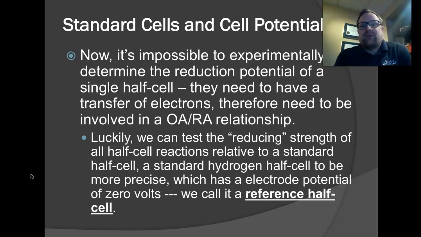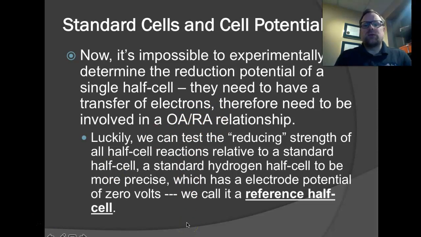So you need to have a transfer of electrons, otherwise you're not going to end up with any sort of redox reaction taking place, right? Electron transfer theory says that we have to have electrons being lost by something and electrons being gained by something. So we need to have a transfer of electrons. Therefore, they need to be involved in an oxidizing agent and reducing agent relationship. And that's going to be very important.